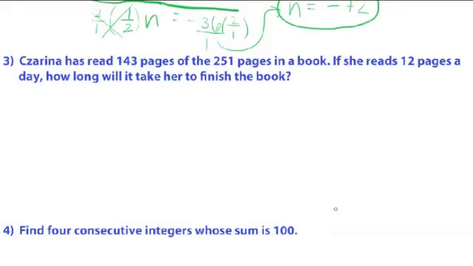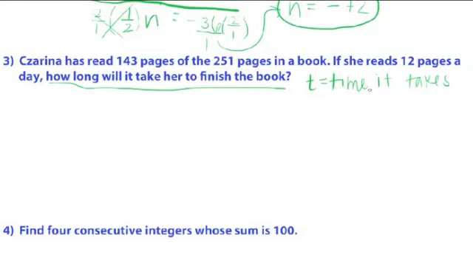Now I'm using a regular problem now. So I have Serena has read 143 pages of the 251 pages in the book. If she reads 12 pages a day, how long will it take her to finish the book? So what are we trying to find here? We're trying to find how long it will take her to finish the book. So since we're dealing with time, let's say t. So t is going to be the time it takes to finish the book.